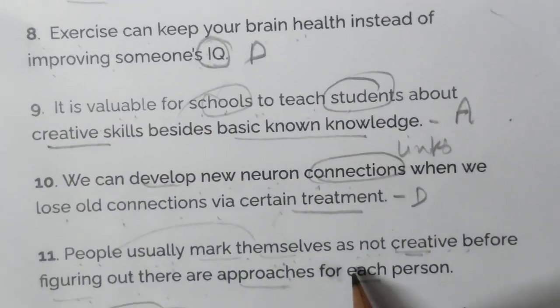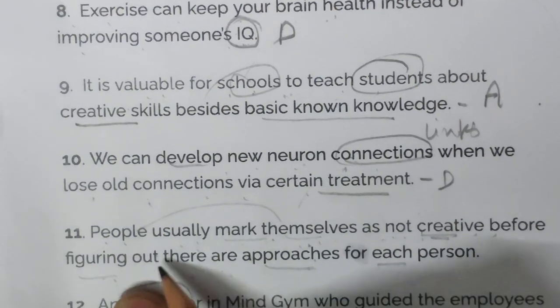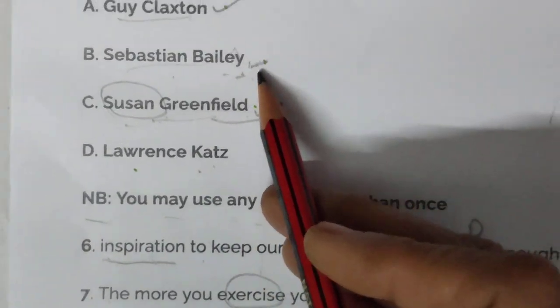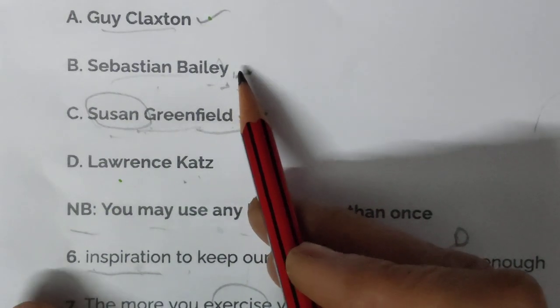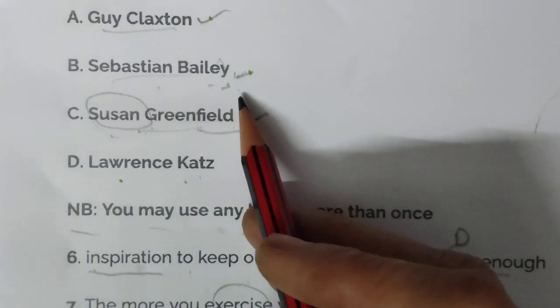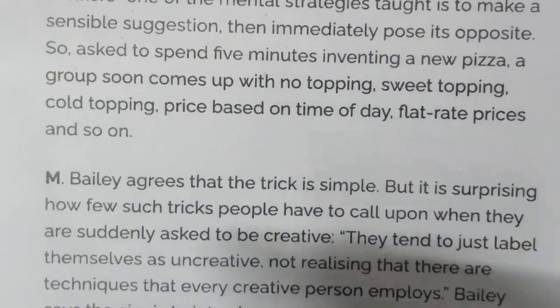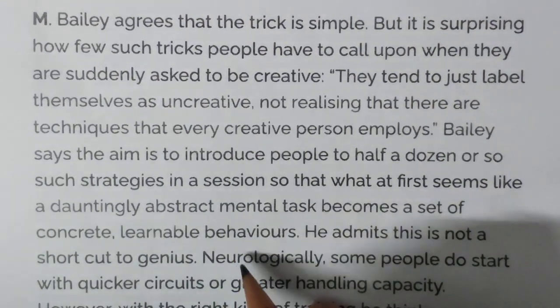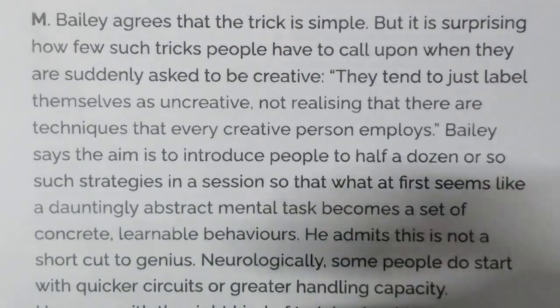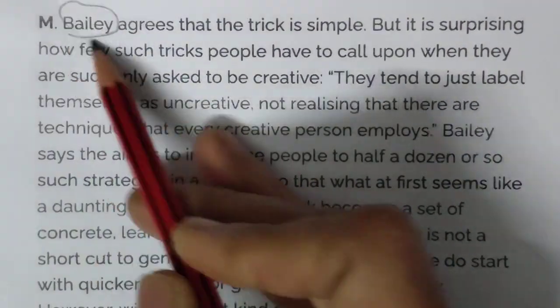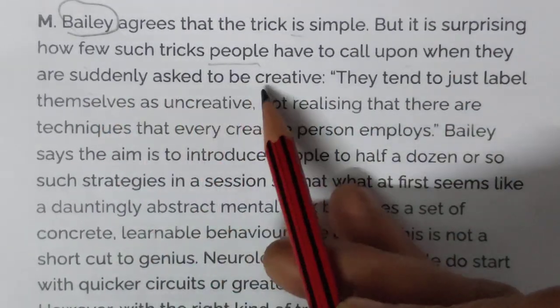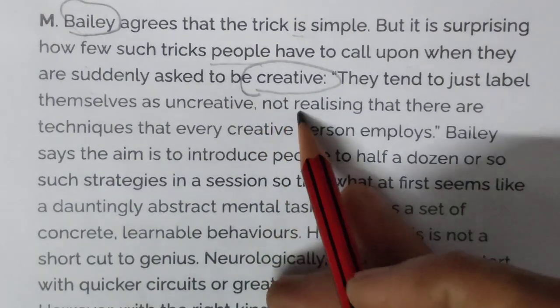People mark themselves as not creative before approaches for each person. So let's find this word, because now we have two paragraphs left. We have come to know this person's name, and now we have 2 paragraphs left. Let's read the last 2 paragraphs, looking for approaches. This person's name is again here: the trick is simple, surprising how people have to call upon it when they are suddenly. The word creative is also there. Now no need to read further.